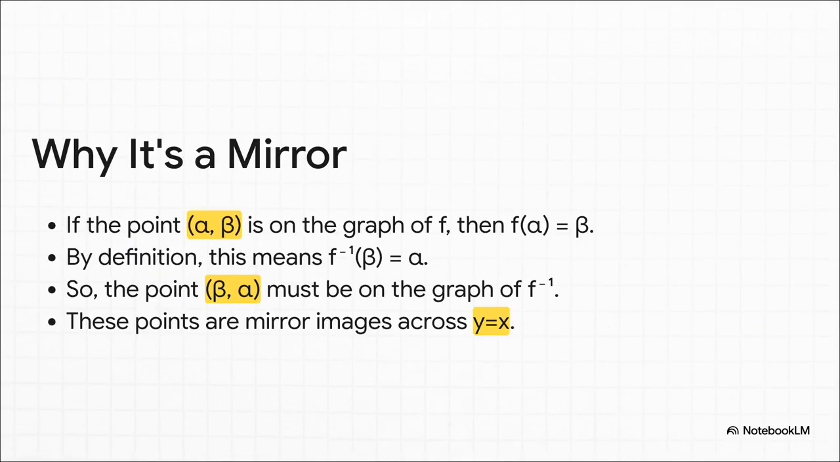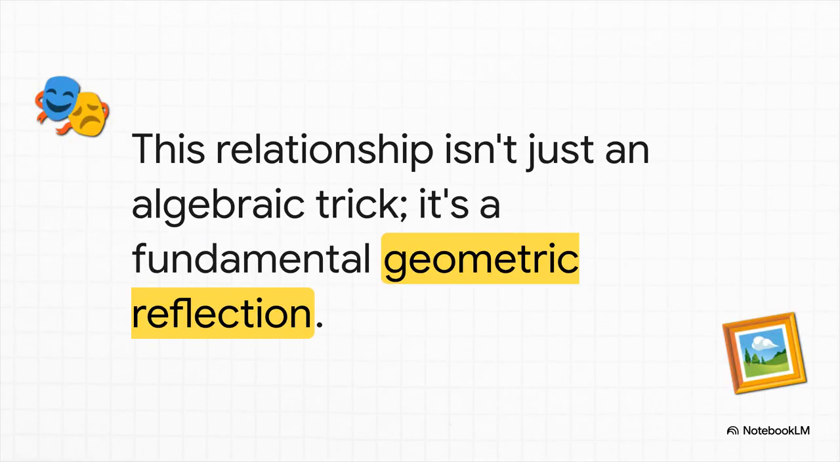And the logic for why this works flows directly from what an inverse is. Look, if the point alpha comma beta is on the first graph, that just means f of alpha equals beta. But by the very definition of an inverse, that means f inverse of beta must equal alpha. So the point with the coordinates flipped, beta comma alpha, has to be on the inverse's graph. And those 2 points, alpha comma beta and beta comma alpha, are always perfect mirror images across the line y equals x. So you see, this relationship isn't just some abstract algebra trick. It is a fundamental, beautiful symmetry that's woven right into the geometry of these functions. The inverse isn't just an undo button, it's the function's twin in the mirror.